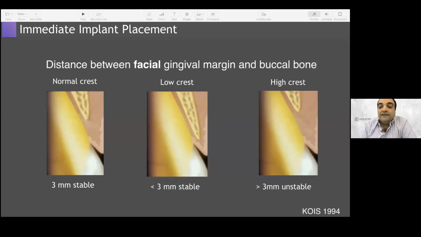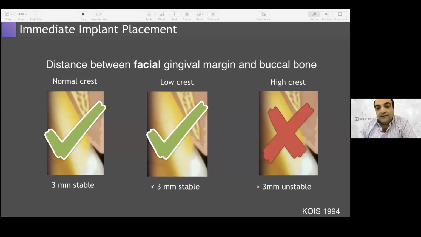If it is more than 3 millimeters, we have to be careful. And in this case, we can do maybe immediate implant placement, but we need more surgery to be done simultaneously and not always have predictable results.